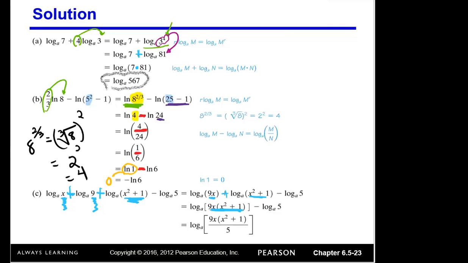But then at the end, you have a minus log base a of 5. So for this minus, which kept carrying around, finally, they ended up dividing by the 5. So as a single logarithm, it's log base a of 9 times x times x squared plus 1 all over 5. And there's no need to distribute the 9x. Just leave it in factored form.